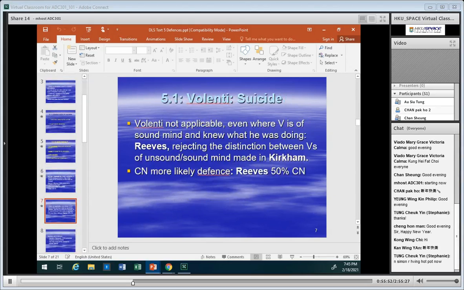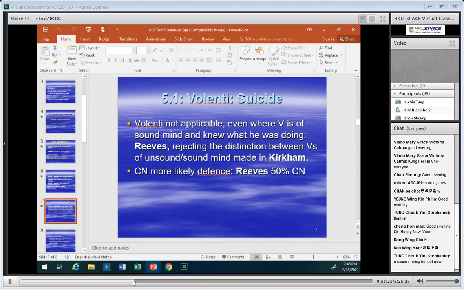Suicide cases. Is volenti relevant to suicide? The answer now is normally not, even where the victim is of sound mind. The law used to distinguish between suicide victims who were of sound mind and those who were not, but that distinction is now gone after the Kirkham case, and so there's no distinction between a victim who is of sound mind and one who is of unsound mind. But volenti, the courts have decided, is not the suitable defence in suicide cases.